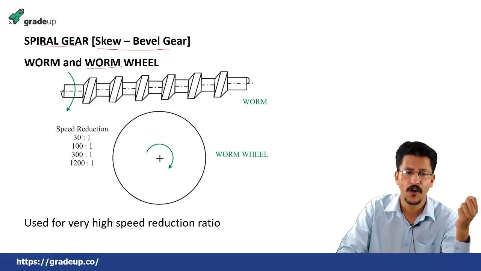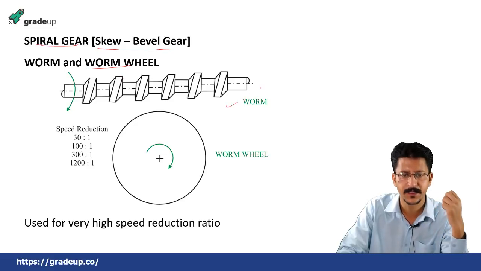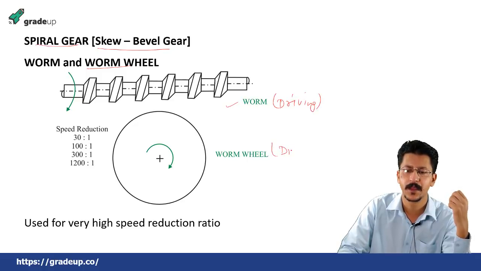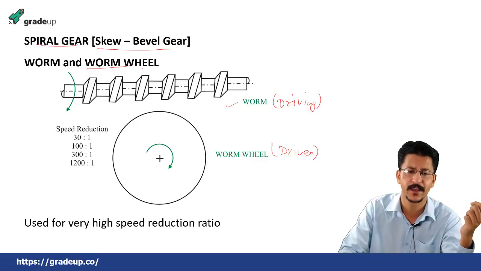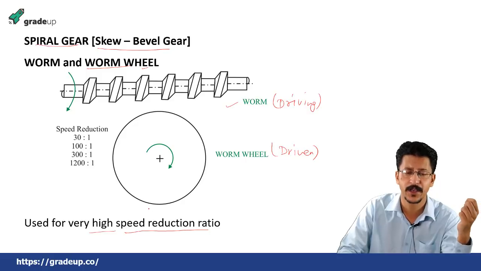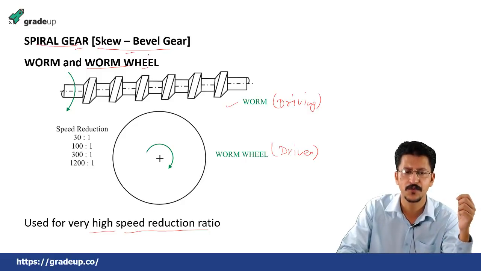Worm and worm wheel is an example of this. This is a worm, this is a driving member, and this is a worm wheel, this is a driven member. And the most important application of this worm and worm wheel gear is that they are used for very high speed reduction ratio. So this is an example of a spiral gear or skew bevel gears.